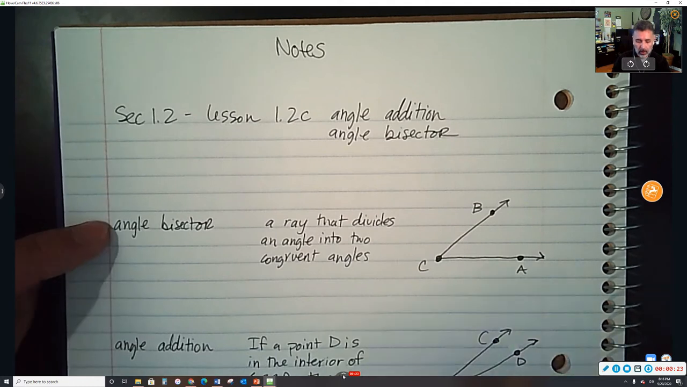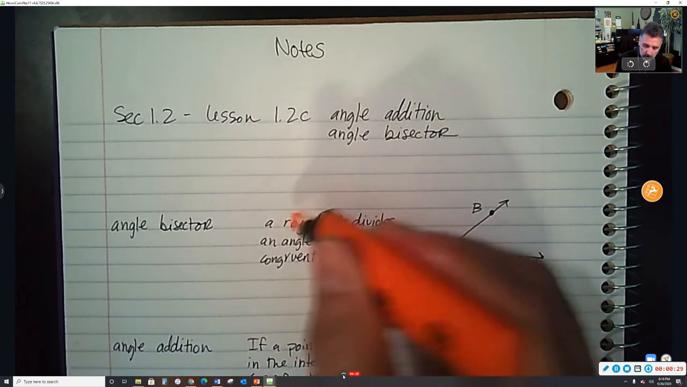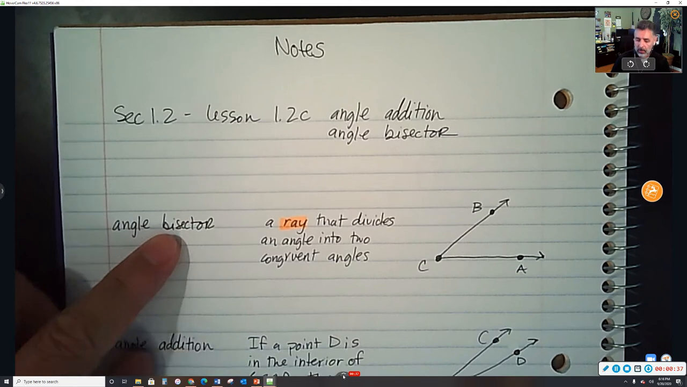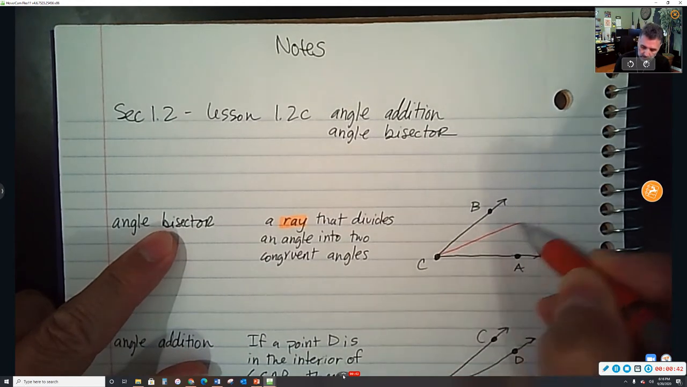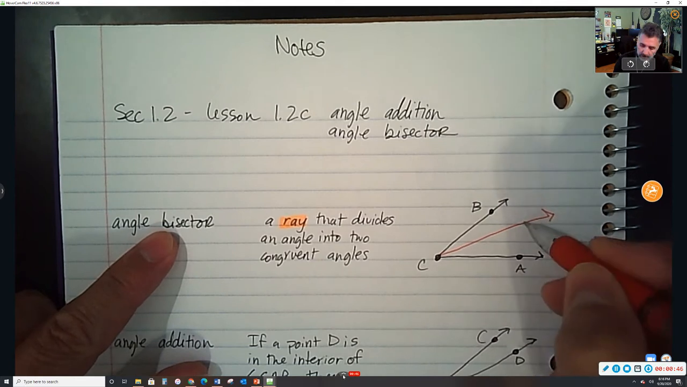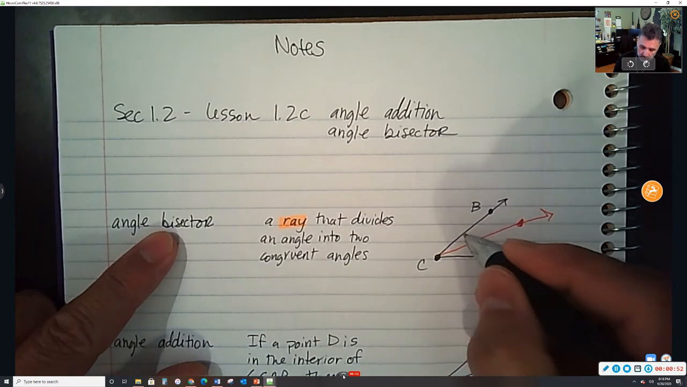And then an angle bisector, that is a ray that divides an angle into two congruent angles. So it's a ray. Now we have defined bisect before. Bisect means cut in half. So what we have is a ray that divides an angle into two congruent angles.